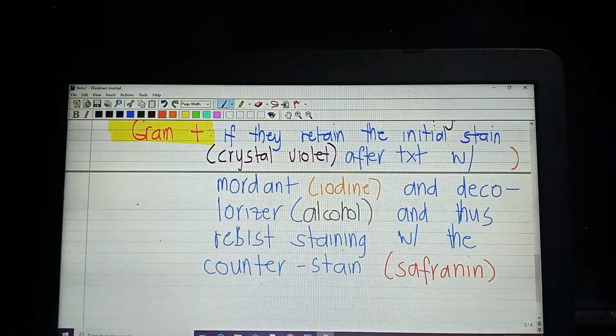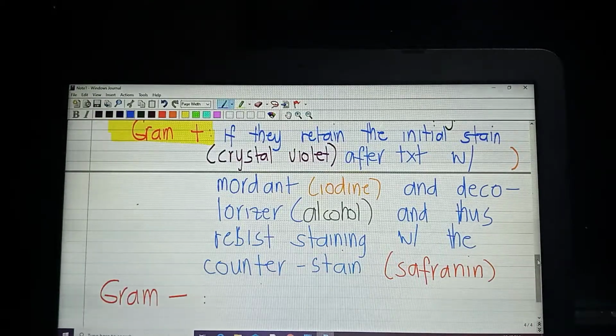Gram positive, if they retain the initial stain crystal violet after treatment of mordant, iodine, and decolorizer. So, nire-resist niya yung staining ng counter stain, which is your safranin. What about the characteristic of a gram negative bacteria?